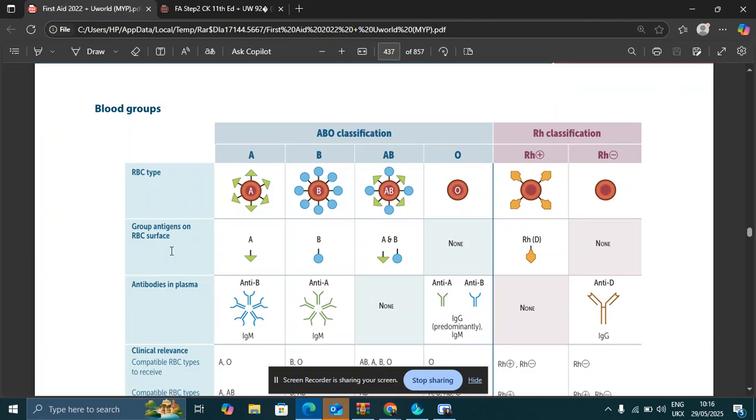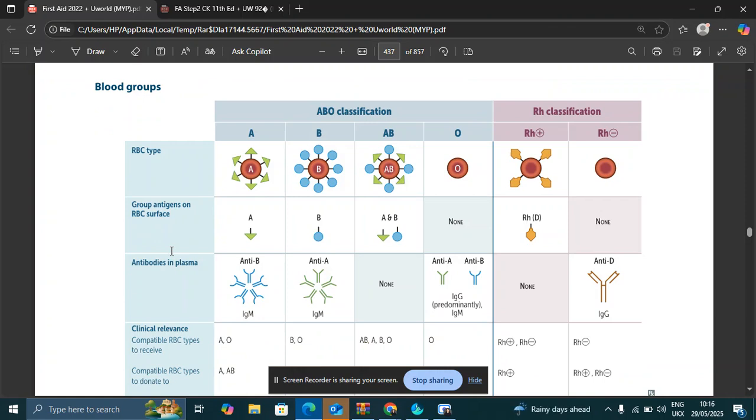Okay, if the blood group is AB, the antigen on the RBC surface would be A and B both. There will be no antibodies in the plasma, so no IgM antibodies, no IgG antibodies, no kind of antibody in the plasma. Whenever the blood group is O, no antigens are present on the RBC surface, but there will be antibodies in the plasma against antigen A and antigen B. So anti-A and anti-B antibodies in blood group O would be IgG predominantly, and it could be IgM.